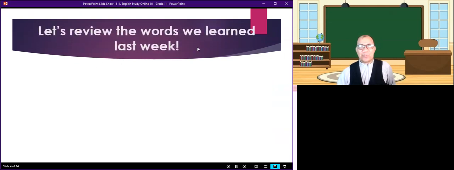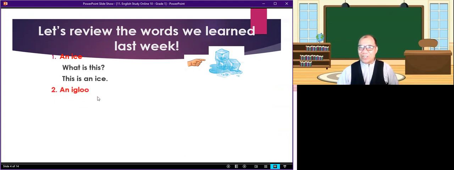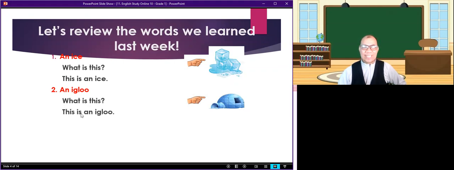Let's review the words we learned last week. An ice. What is this? This is an ice. An igloo. What is this? This is an igloo. An ink. What is this? This is an ink.